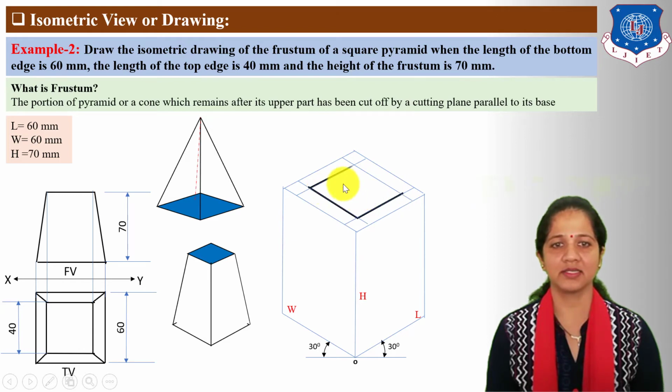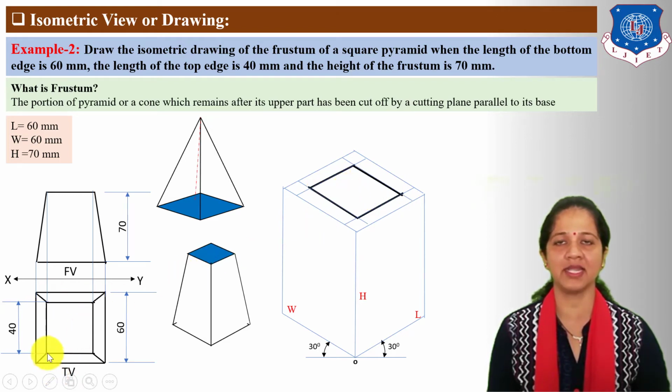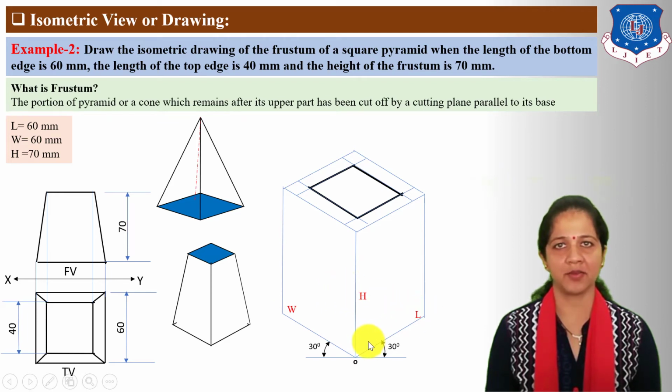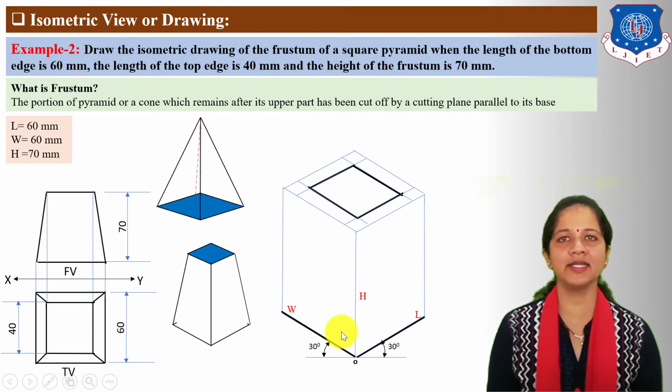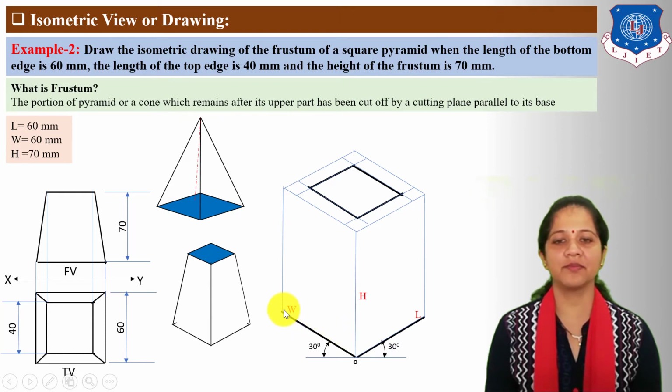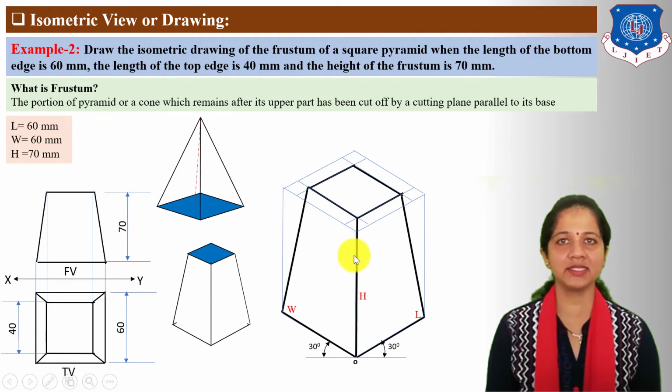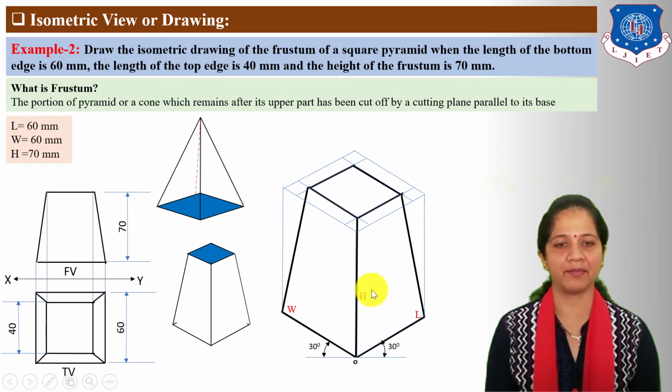Now this portion indicates the 40 by 40 mm square. In the 3D object, we cannot see the whole square of the base. We can see only two edges of the square base. One is length and another is width. Next, draw the slanted cut. For the slanted cut location, connect the base corner point with the top face square corner point. So this is a frustum of a square pyramid.